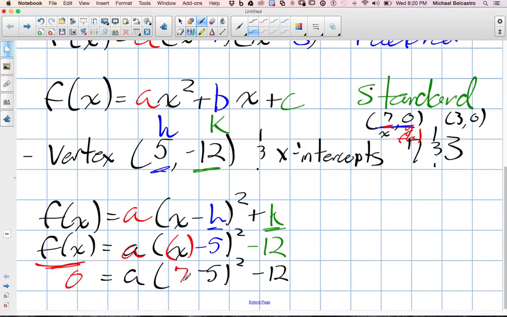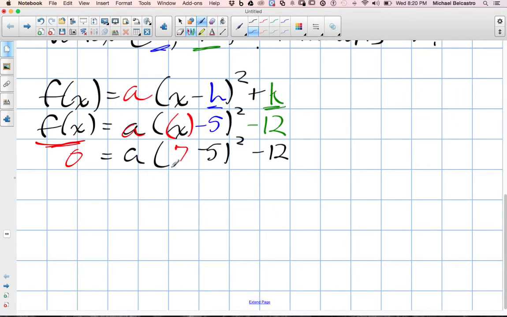Did that substitution make sense? So now that I've done that, I work out some BEDMAS to isolate our letter a, because a is what we're looking for. So 0 is equal to a.